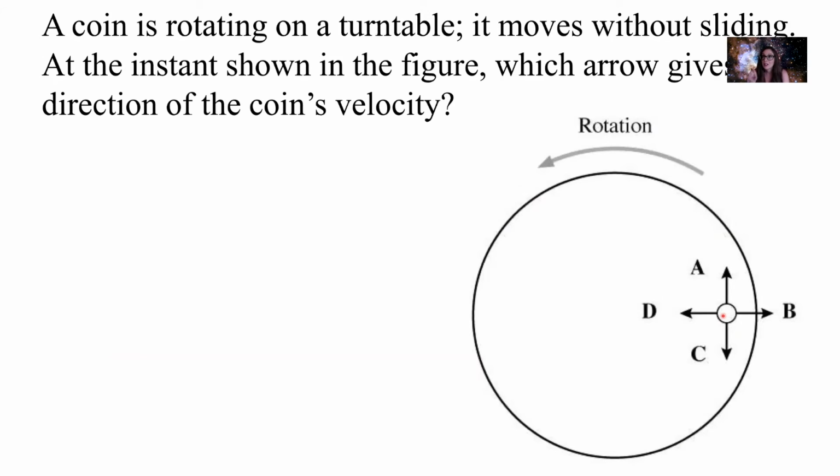So we already said that the linear velocity is always going to be tangent to the edge of the circle, and at that instantaneous point is going to be pointing tangent to the edge of the circle in the direction of motion. So A right here is going to be the direction of the coin's velocity when it's sitting right here.